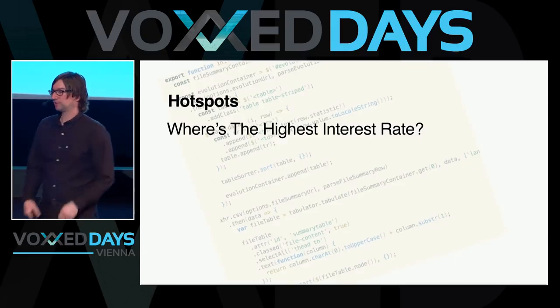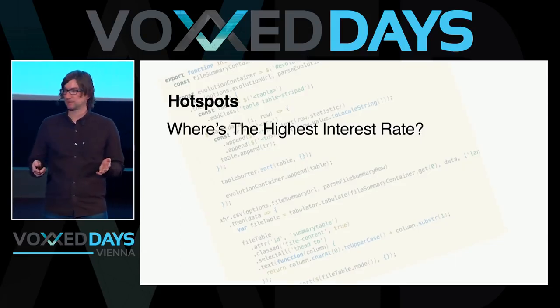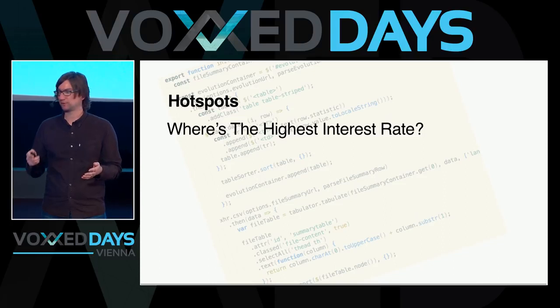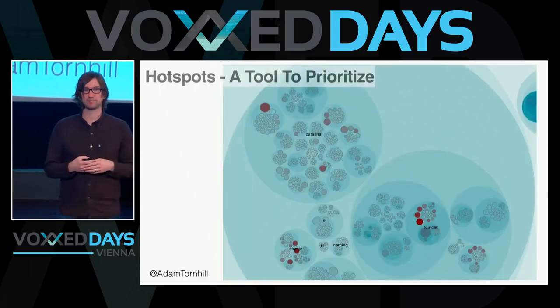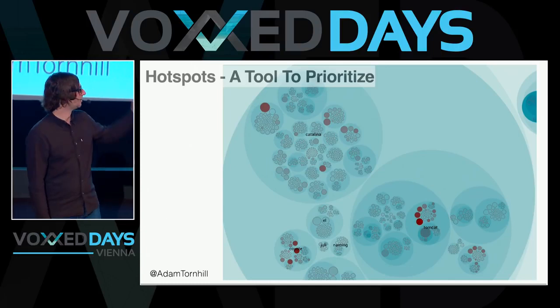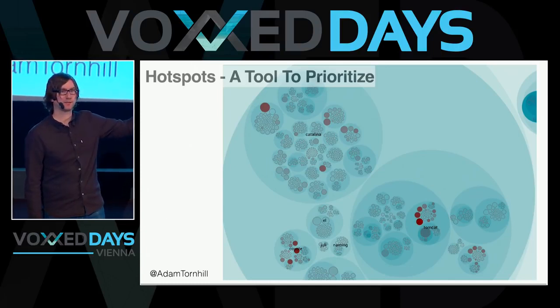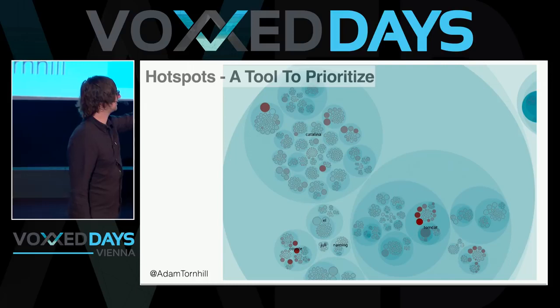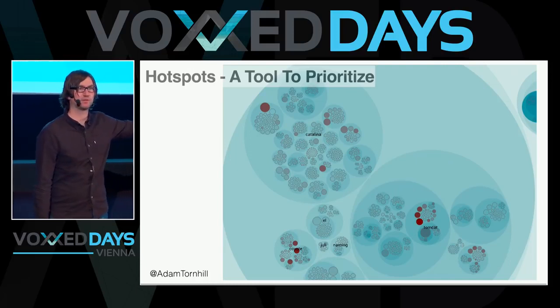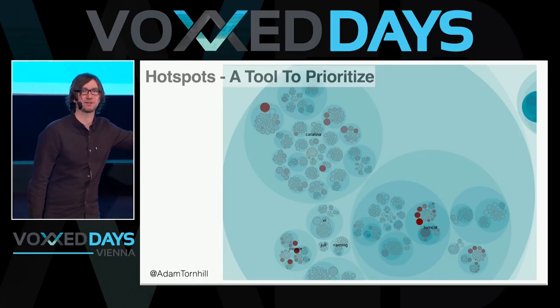And let's start by trying to uncover the code with the highest interest rate. And the technique I use for this is something I call hotspots. Now, I'm going to walk you through this visualization in a minute. This is a hotspot analysis of a well-known, mature Java codebase, Tomcat.